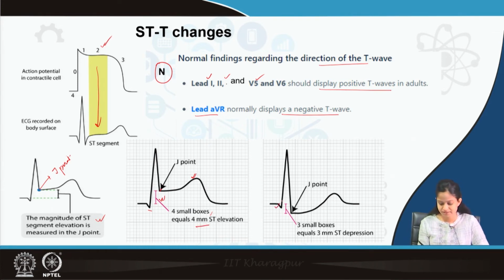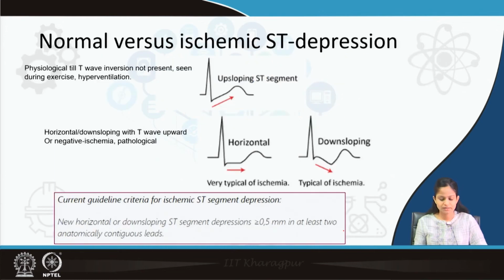Similarly, in case of depression, this is the baseline and this is the J point. So, 3 small boxes equal 3 millimeter of ST depression. Now, normal versus ischemic ST depressions. In physiological conditions, generally the ST depression we tend to see is an upsloping ST segment. This upsloping ST segment is usually seen in hyperventilation or exercise. It is not seen in ischemic conditions.